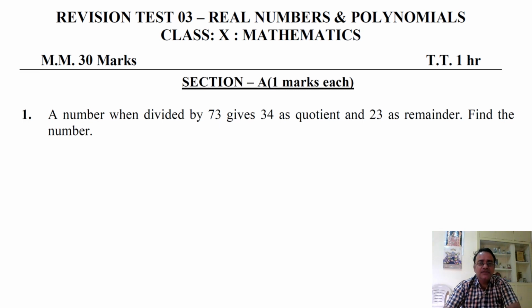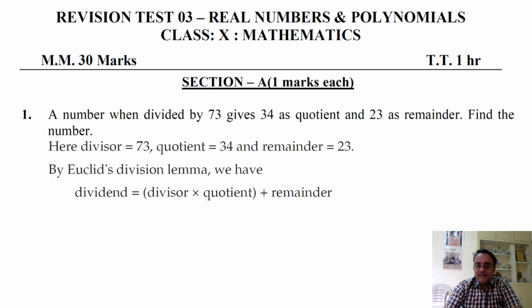Section A, first question. A number when divided by 73 gives 34 as quotient and 23 as remainder. Find the number. So you have studied a division rule, Euclid division rule, division lemma also you have studied. So divisor here is given 73, quotient is 34, remainder is 23, and we know that dividend is equal to divisor into quotient plus remainder.